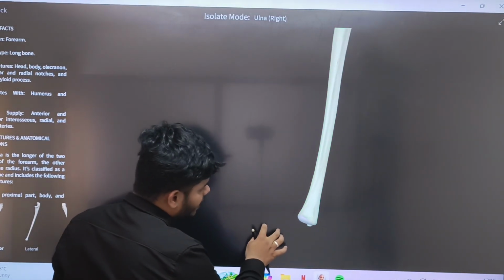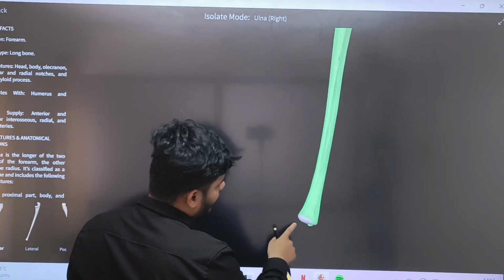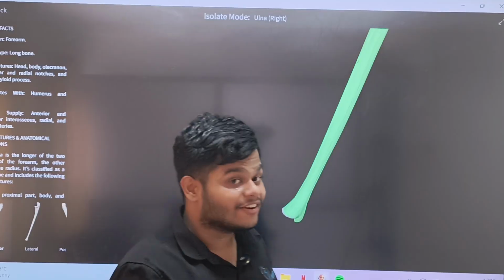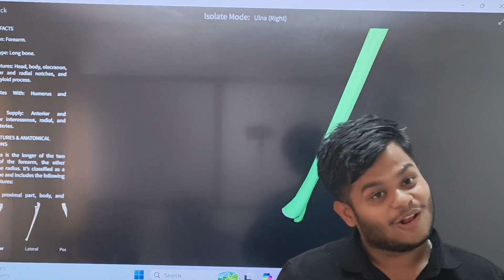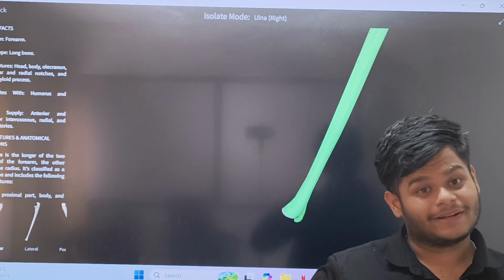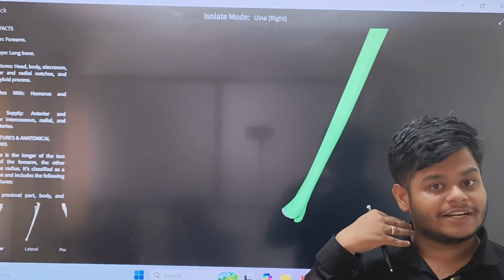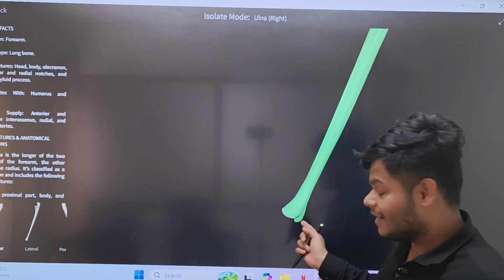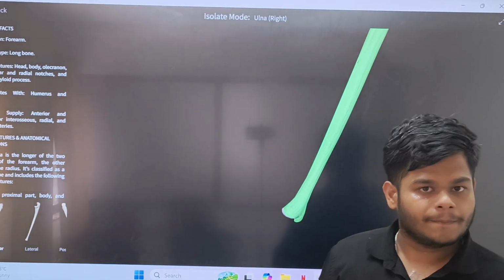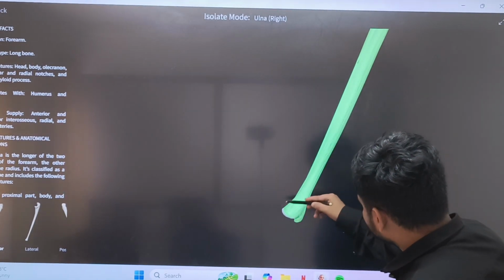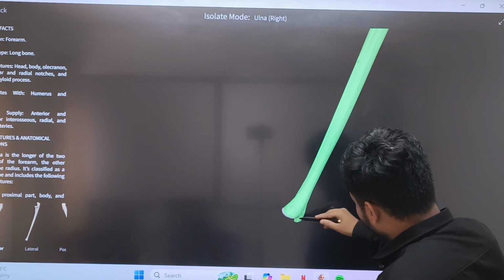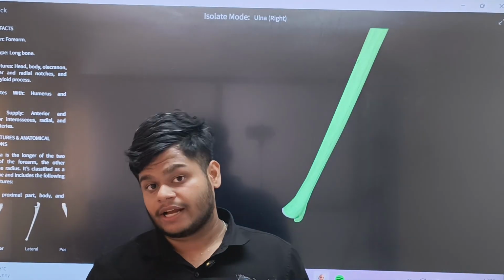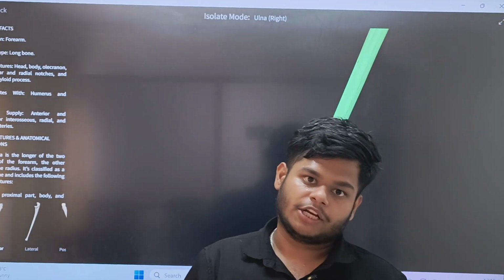Now let us see the lower end of the ulna. It contains the head and the styloid process. Very interesting: the head is present at the lower end. The radius head was present at the upper end. Usually our head is also present at the upper end of our body, but the ulna's head is present at the lower end of the bone. It contains a head and a styloid process. Radius also contains a styloid process.